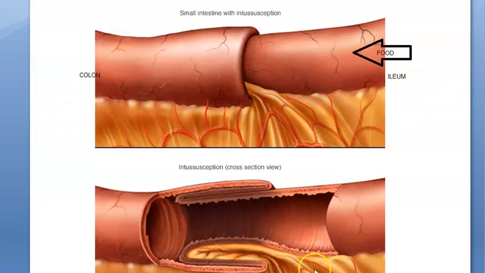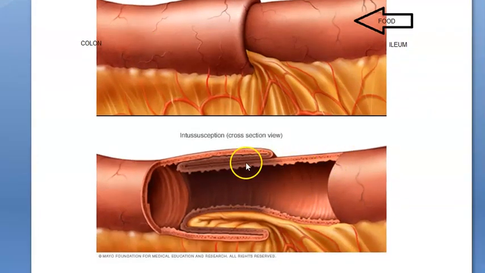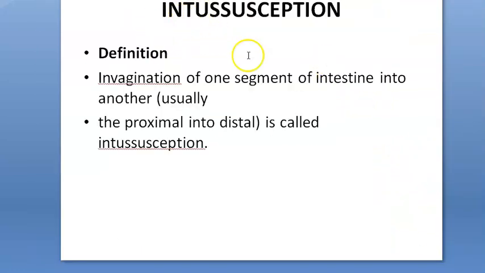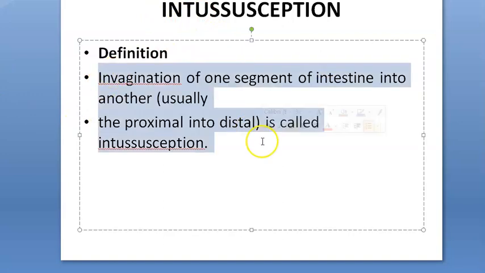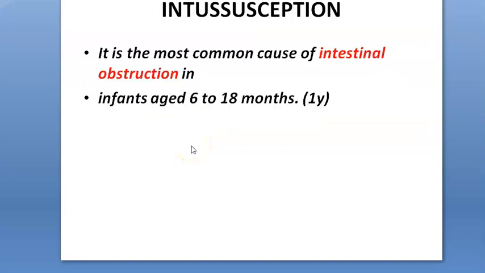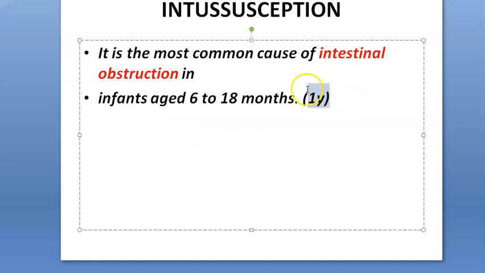When you look at the cross section, you will see this is how it looks. See? And it is kind of narrow here, right? So this is the intussusception. Definition: invagination of one segment of intestine into another, usually proximal into distal, is called intussusception. It will cause intestinal obstruction, especially in a 1-year-old child.